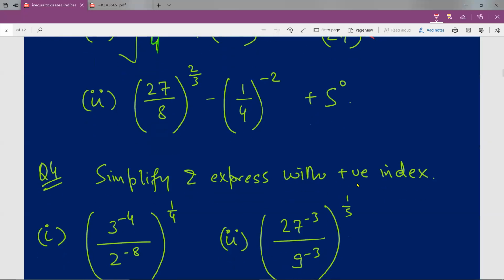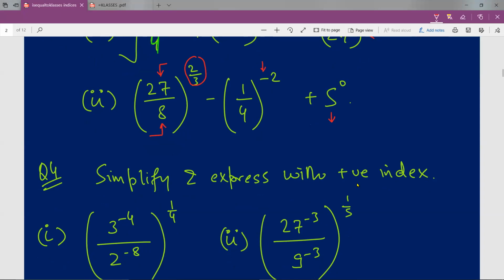Next question. 27 by 8. Again, the same argument. This I'll write as 3 cube. This I'll write as 2 cube. There is a 2 by 3 waiting outside. Minus 1 upon 4 raised to power minus 2. I'll use this minus and take a reciprocal of whole of this term. Plus 5 raised to power 0. It is obvious that 5 raised to power 0 is 1.